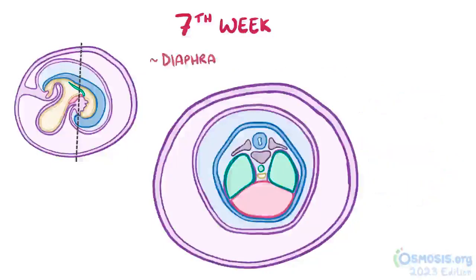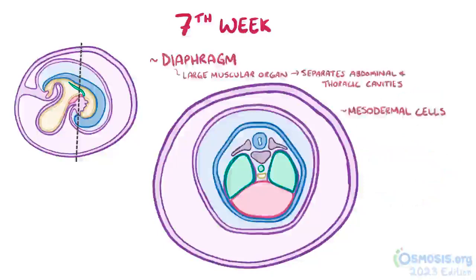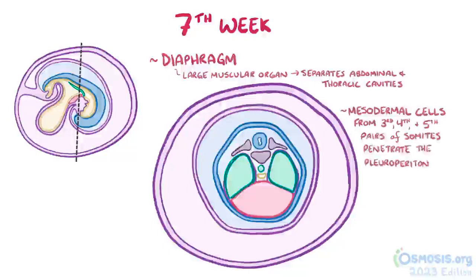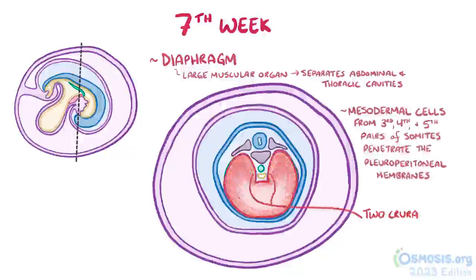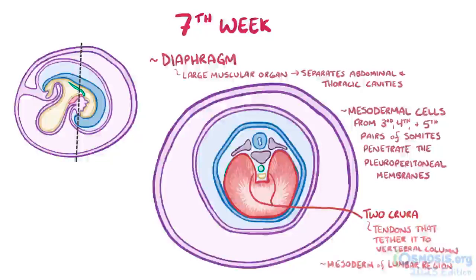There's also the diaphragm, which is the large muscular organ that separates the abdominal and thoracic cavity. Mesodermal cells from the third, fourth, and fifth pairs of somites penetrate the pleuroperitoneal membranes and form the muscular portion of the diaphragm. Meanwhile, the two crura of the diaphragm, which are the two main tendons that tether it to the vertebral column, come from the mesoderm of the lumbar region.